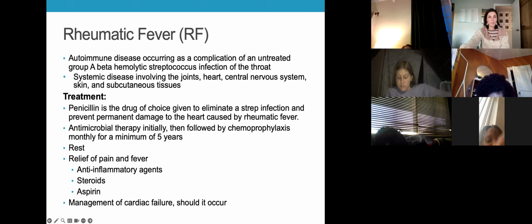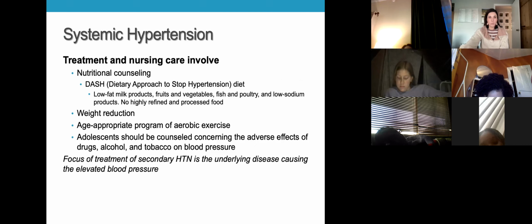They're going to need lots of rest periods. We're going to have to look at pain relief. So for the joint swelling and pain, we can use anti-inflammatory agents, steroids, and aspirin. And then one of the potential side effects is cardiac failure, so being ready to manage that. In the extended PowerPoint, you will see the major criteria and the minor criteria for rheumatic fever and the mnemonic to remember those. And that is in your book as well.